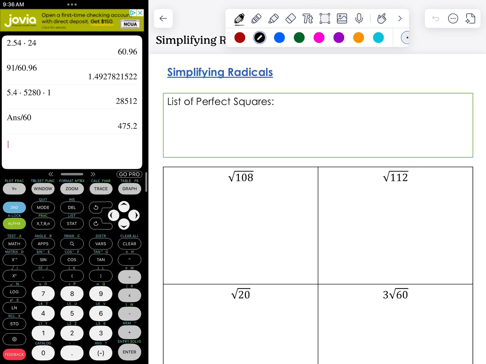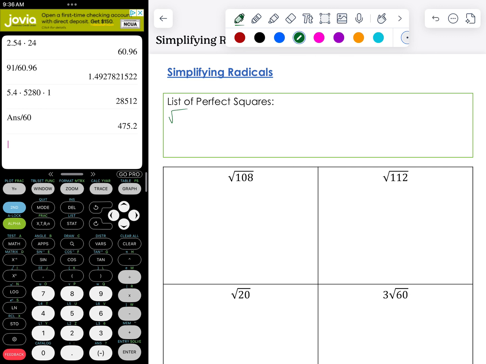Let's take a look at simplifying radicals. The first thing that we need to make sure that we are understanding is what is a perfect square. A perfect square is when you can take a whole number and multiply it by itself, and the answer that you get is considered the perfect square.